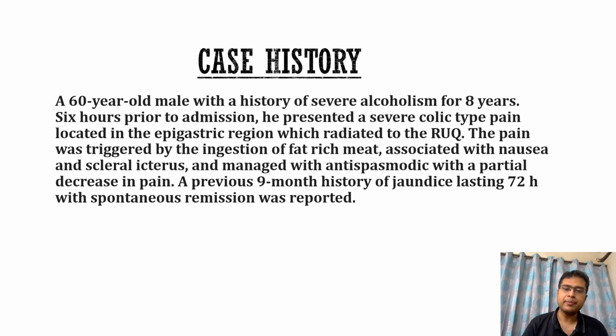In the emergency department, he was managed with antispasmodic, which decreased the pain. He also gave a history of jaundice 9 months back, which lasted for 72 hours with spontaneous remission. So, based on this clinical history, what are the differentials that come to your mind, especially for the medicine and surgical residents watching this video? So you usually think of alcohol-induced pancreatitis or cholelithiasis causing pancreatitis, acute cholecystitis. So accordingly, you proceed for the examination.